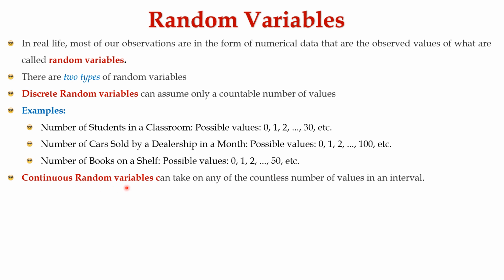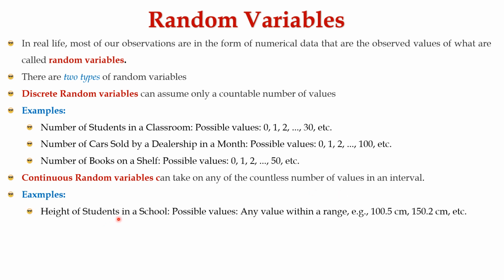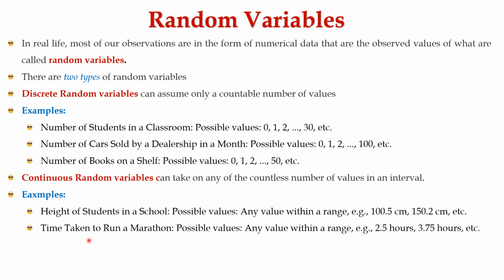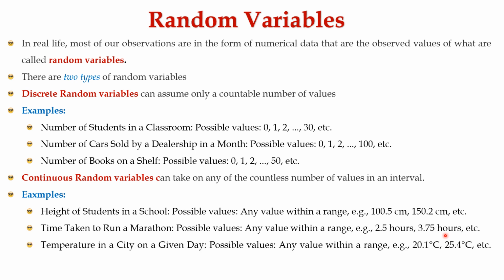Next comes the continuous random variable. It can take on any of the countless number of values in an interval. The examples are the height of a student. It can range as 100.5 centimeters, 150.2 centimeters, and so on. Time taken to run a marathon. The value can be 2.5 hours, 3.75 hours, and so on.